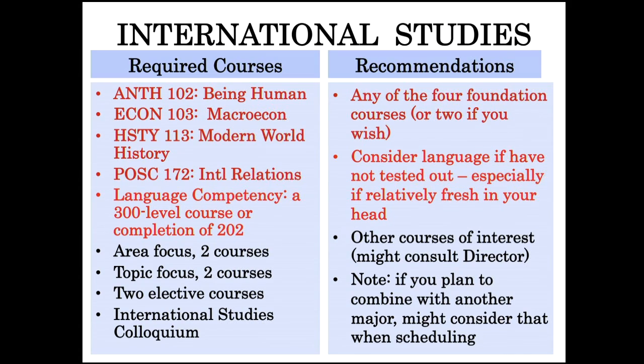And you can see the required courses on this slide listed for those departments. Anthropology 102, Economics 103, which is the Intro to Macroeconomics, an introductory course in history, modern world history, and then political science, the International Relations introductory course. So students take those 4 courses, and then they move from there to choose an area of the world on which to focus. And the areas of the world that are included in the International Studies major are Africa, Asia, Europe, Latin America, or the Middle East and North Africa.